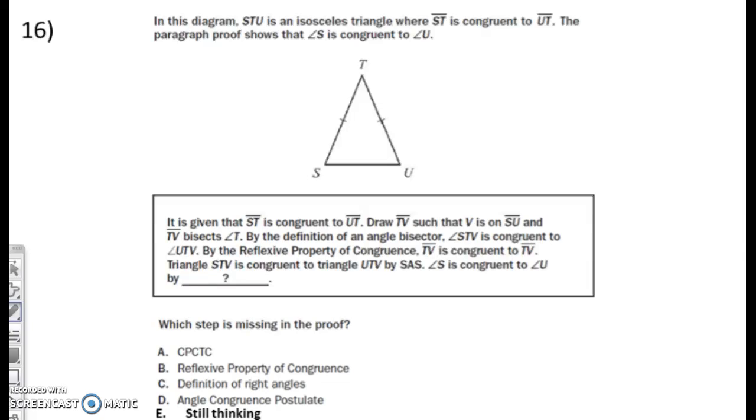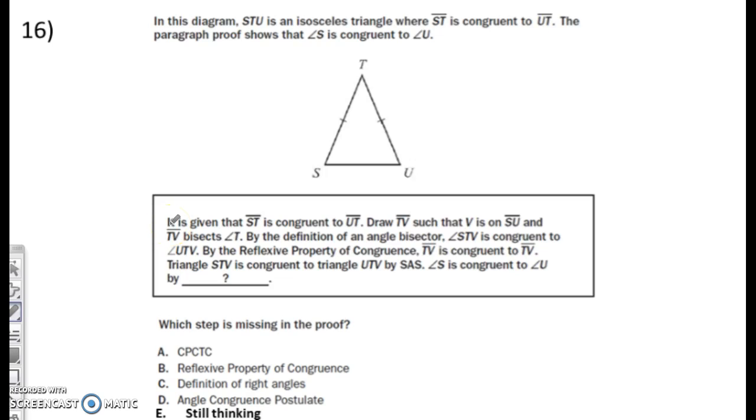In this diagram, STU is an isosceles triangle where ST is congruent to UT, which it already has marked for us right there. The paragraph proof shows that angle S is congruent to angle U. So we have this proof down here, and we need to fill in the last step. All right, so let's go ahead and read.